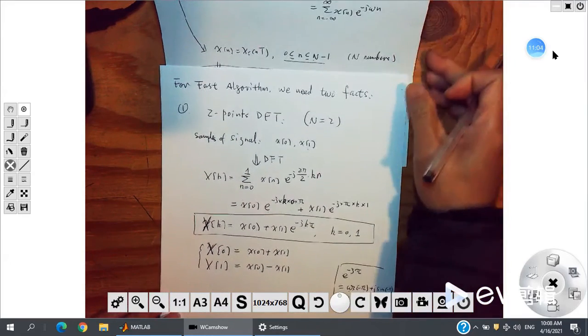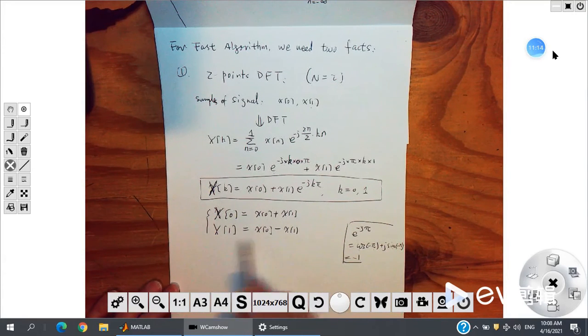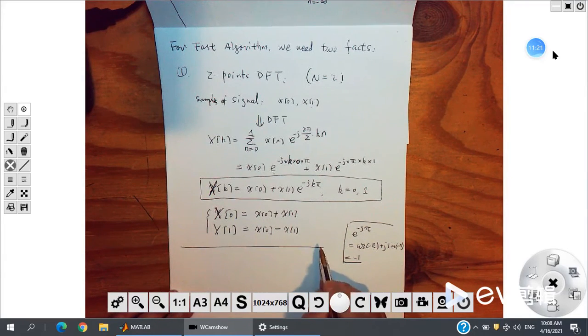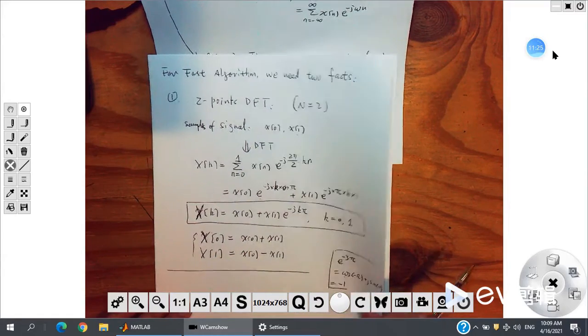You see? For the 2-point DFT, the calculation only needs one summation and one subtraction. It's quite simple. So we can apply this factor to reduce the whole calculation. This is the first factor. We need 2 factors. Now look at the second factor.